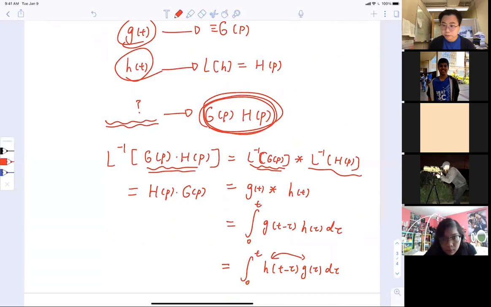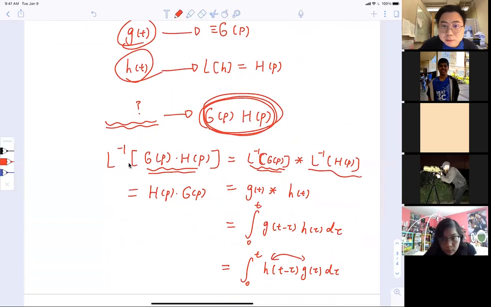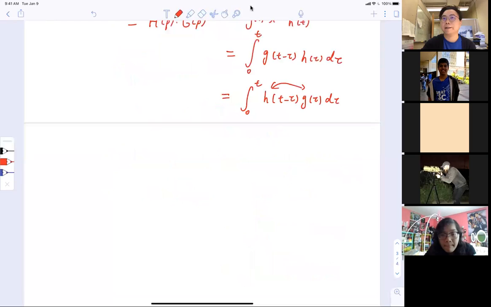Hey, I just want to know when to use convolution versus when to look things up from the table, because sometimes you could put the inverse transformations together from the table. You don't have to do the convolution. That's true. Okay, so I'll show you an example.